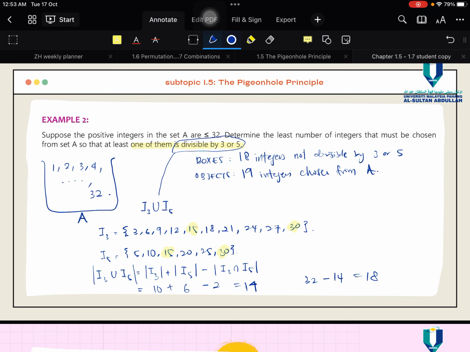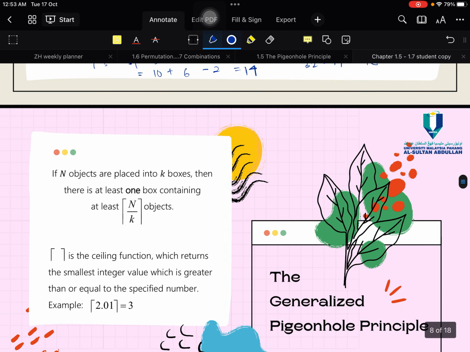So what is the minimum picks yang kita kena buat? Tambah satu je daripada boxes tadi. Okay, boleh tak tu? Harap-harapnya boleh lah ni. You all try tau, cuba faham.